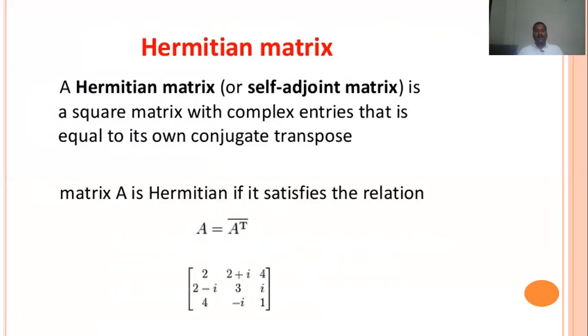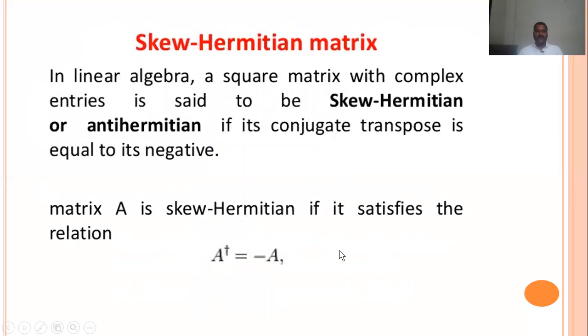Now, in general, you take an element here, Aij goes to Aji conjugate. And we can easily see that the diagonal elements are purely real. Of course, again, the converse is not true. That is, if there is a square matrix whose diagonal elements are purely real, we cannot jump to the conclusion that it's a Hermitian matrix. Then, what is a skew Hermitian matrix?